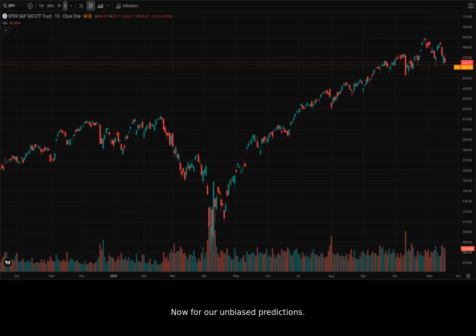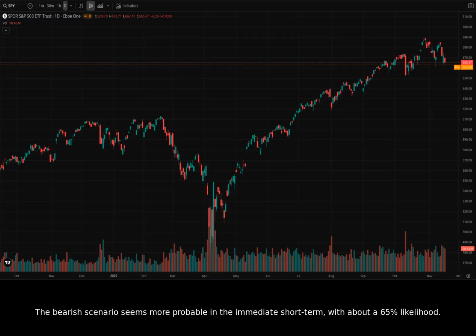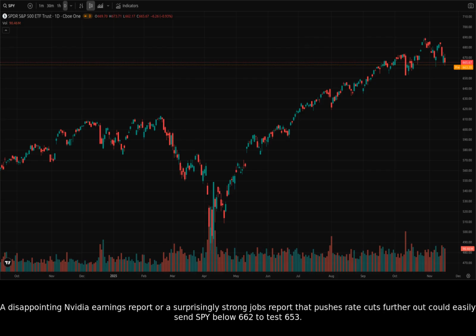Now for our unbiased predictions. The bearish scenario seems more probable in the immediate short term, with about a 65% likelihood. The technical trend is down, and the fundamental picture is clouded by Fed uncertainty. A disappointing Nvidia earnings report or a surprisingly strong jobs report that pushes rate cuts further out could easily send SPY below 662 to test 653.